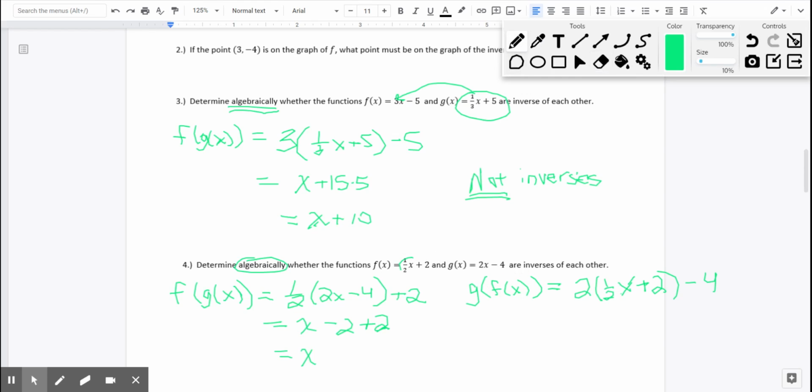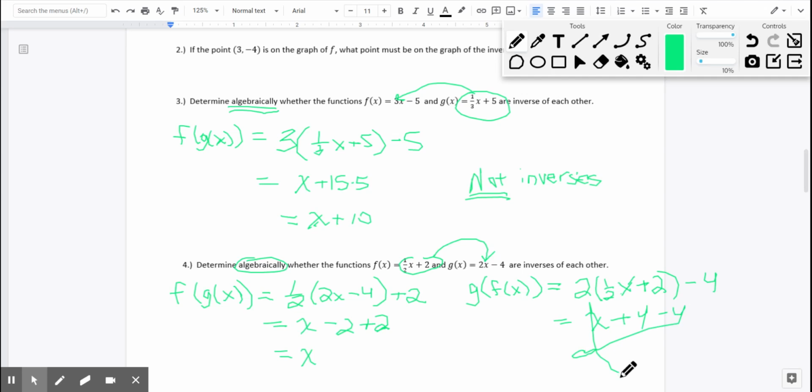So we're going to take f of x and put that right in here in place of x. So I kept the 2, and then I put 1/2 x plus 2. And then I kept the minus and the 4. Careful with parentheses, as always. And sure enough, this one comes out to just x.